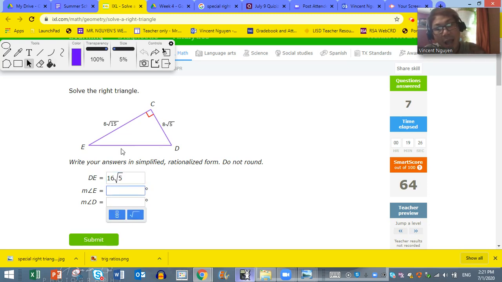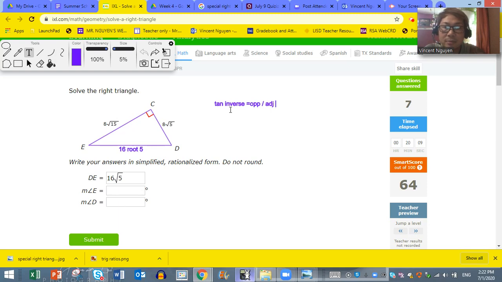Well, I have 16 root 5 that I already found here. That's the answer for the hypotenuse, which I could use if I want to. I don't have to. Let's look at angle E real quick. If you want to use the hypotenuse, you can. But if you don't, you have opposite over adjacent, which means you could use tangent inverse, right? Because tangent is opposite over adjacent, and you have opposite and you have adjacent, so you could actually use that.